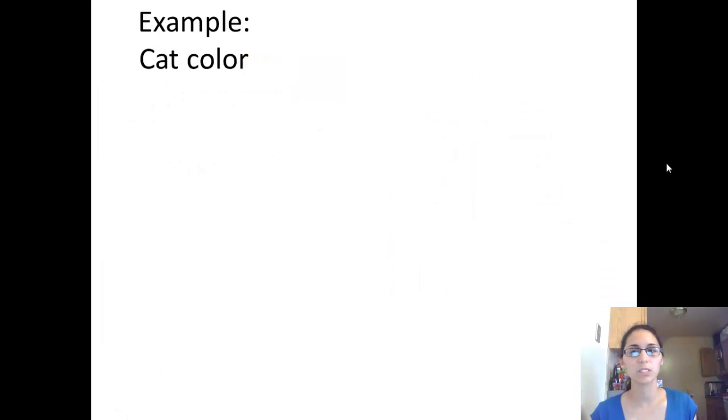Okay, we're going to do a little example using cat color, like we talked about earlier. So the allele for the black cat coat color is a big B. And then the white coat of the cat is going to be represented by a little b, which is a recessive allele. So the big B is dominant over the little b, which is the white coat color. So the black allele is represented by a big B because it's dominant.